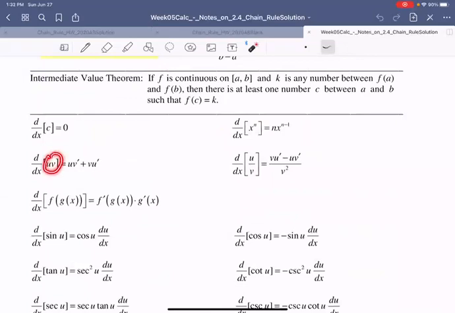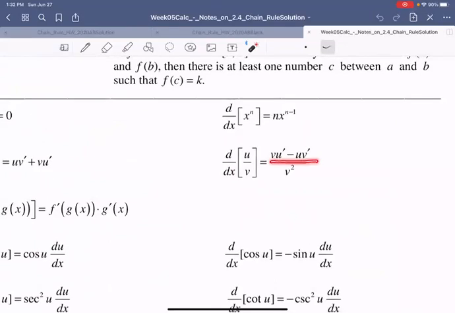You have two guys product. You do u times v prime plus v times u prime. And for here, you want to remember this quotient rule. You do v square as the denominator, and the numerator is the derivative of u times v, minus u times the v prime. This is the quotient rule.